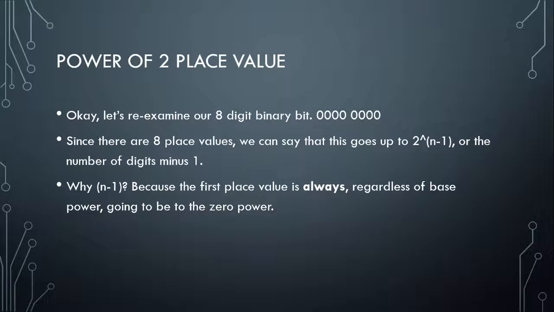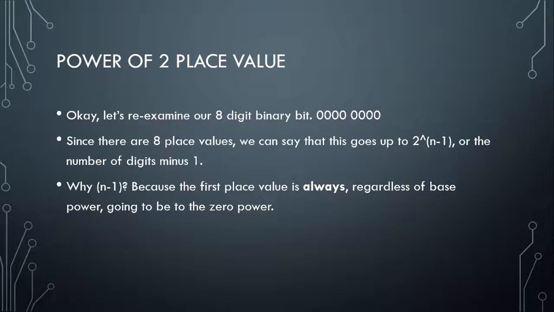So let's start first with the power of 2 place value. Let's re-examine an 8-digit binary bit. Here I have 00000000, all right, which is equivalent to 0. Now, what we need to take away from this is that there are 8 place values. And we can say that this goes all the way up to 2 to the power of n minus 1, or the number of digits minus 1. So there are 8 digits in this binary bit. So that means that it's 2 to the power of 8 minus 1, or 2 to the power of 7.